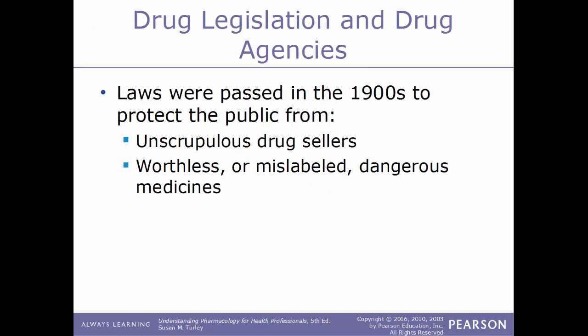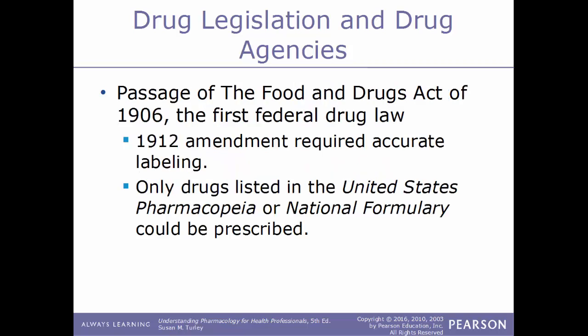Drug legislation and drug agencies. Laws were passed in the 1900s to protect the public from unscrupulous drug sellers and worthless, dangerous, and mislabeled medicines. The first federal drug law was passed in 1906, the Food and Drug Act. This was amended in 1912, which required accurate labeling, and only drugs that were listed in the U.S. Pharmacopoeia or the National Formulary could be prescribed.